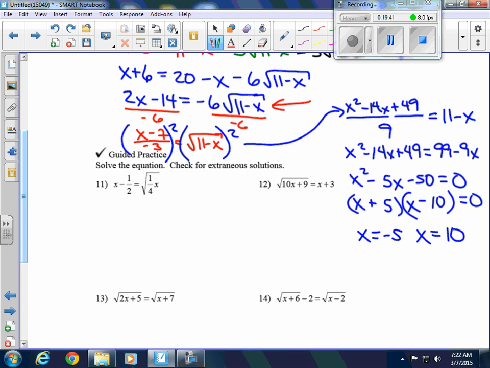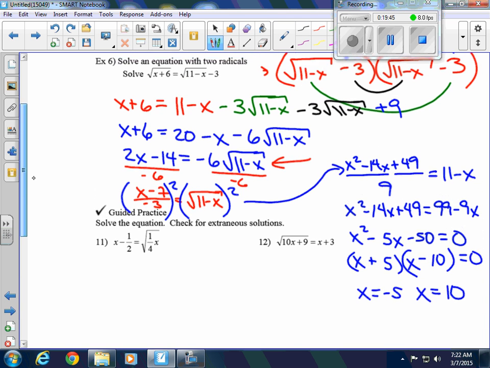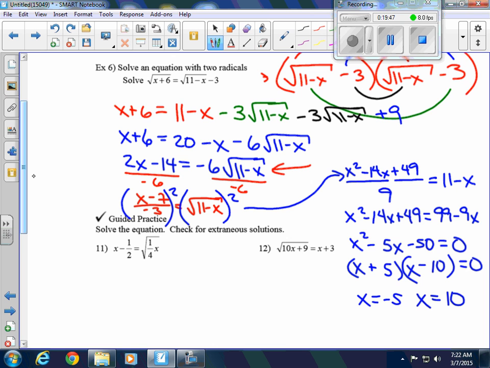So now let's check those to make sure that they work. So again, now let's take those back to our original ones. So negative 5 plus 6 is 1. The square root of 1 is 1. 11 plus 5 is 16. The square root of 16 is 4. 4 minus 3 is 1. And so this one does work.